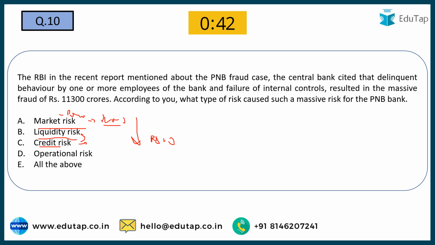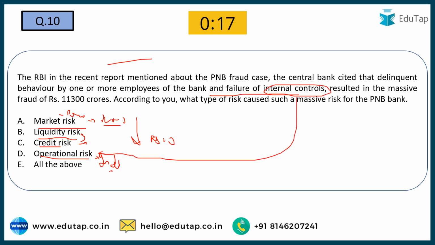obligation. Operational risk is happening because of internal people or internal controls. Somebody in your organization has cheated on you. Somebody in your organization is not listening to you. Somebody in your organization is making sure that there are losses in your company. Now, if you read this particular paragraph, it is clearly written that one or more employees of the bank and a failure of internal controls. Internal controls is obviously a part of operational risk. Therefore, the answer will be option number D.